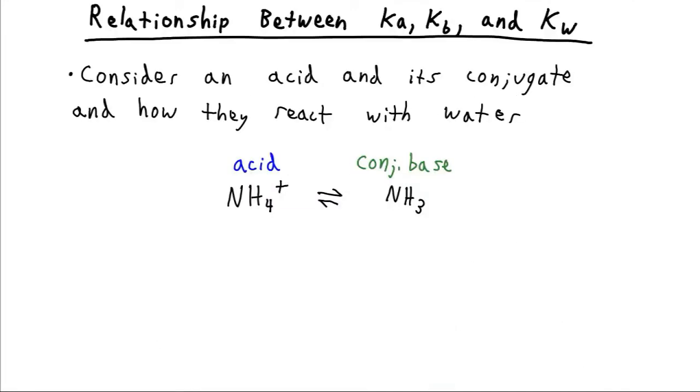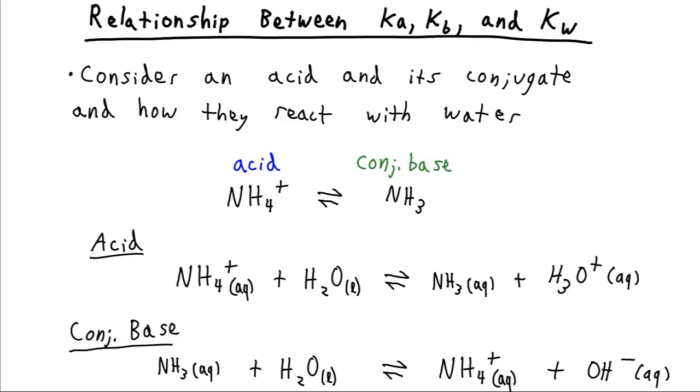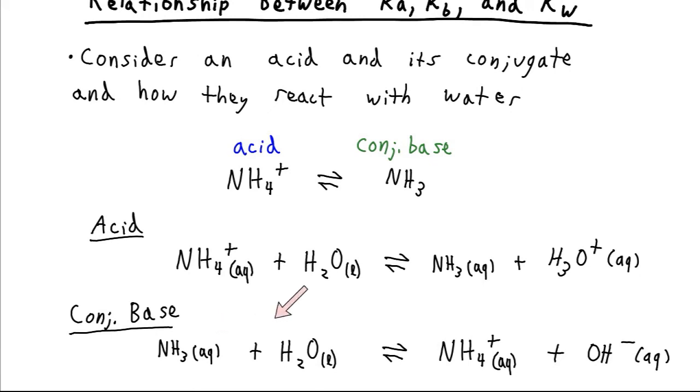There's actually an intimate relationship between these 3 equilibrium constants that we've introduced and given special names to. Now to see this, let's start just by considering one of our Bronsted-Lowry acid-base pairs. So let's look at ammonium. This is an acid and its conjugate base is ammonia, NH3. Now if we write down the reactions for these, the ammonium reacts with water to produce H3O plus and ammonia, its conjugate. Now the ammonia would react with water to produce NH4 plus, its conjugate, and OH minus in solution.